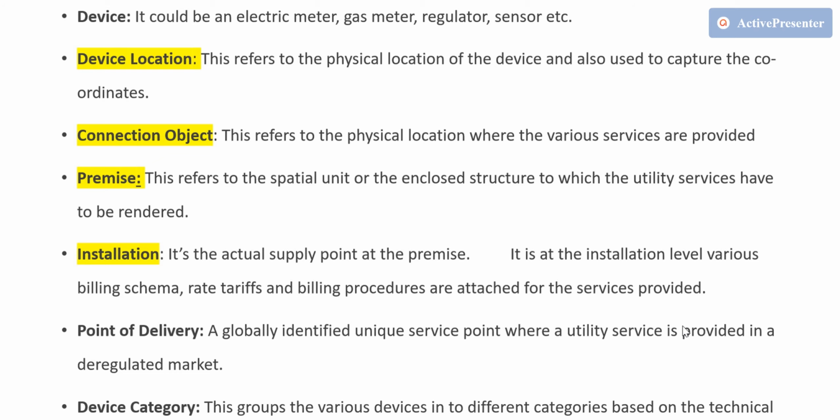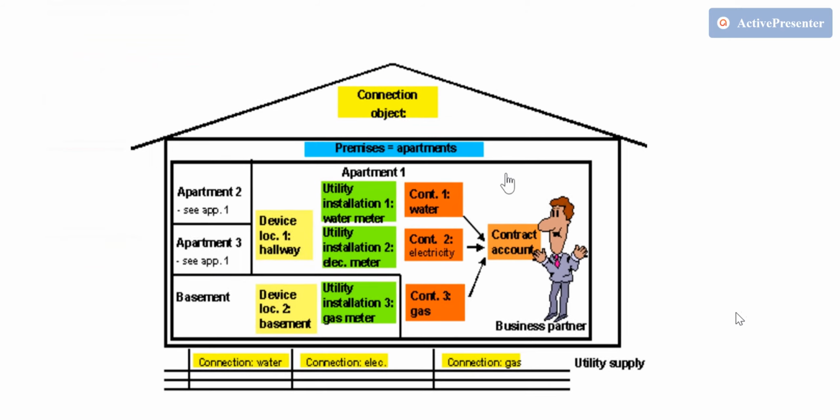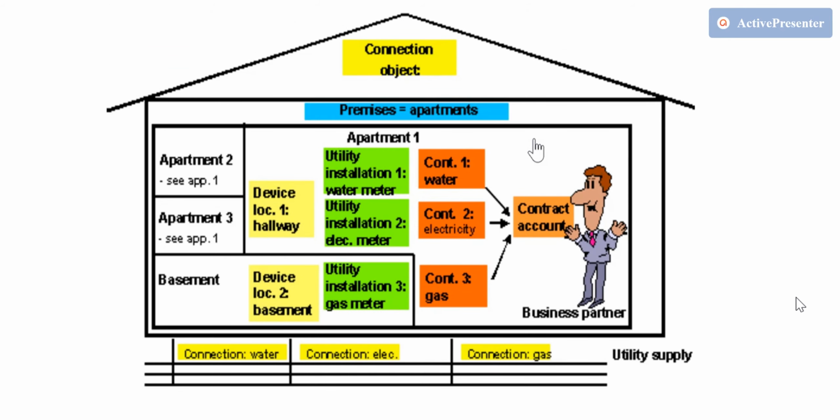So let's see these things in terms of an ISU house. You say this is a multi-story building. The connection object is the multi-story building. You have different apartments, or premises, in it. Apartment one is a premise, apartment two is a premise, apartment three is a premise. Within each apartment, you have installation one for the water meter, installation two for the electricity meter, installation three for the gas meter.